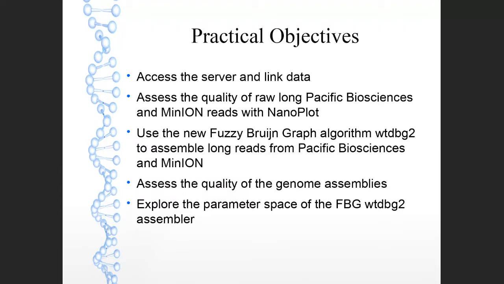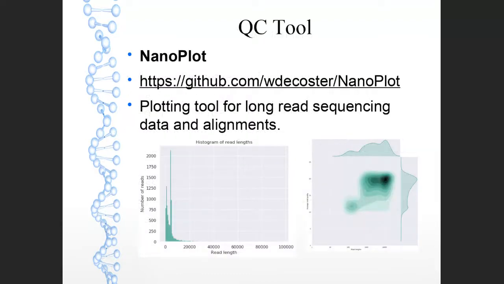We'll then assess the quality of the genome assemblies that we've made using our standard metrics, such as N50, and then we'll explore slightly the parameter space, i.e. we'll change some of the parameters and see how that affects our assembly output.